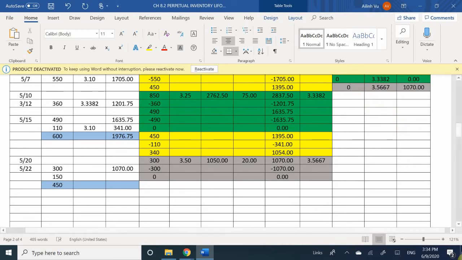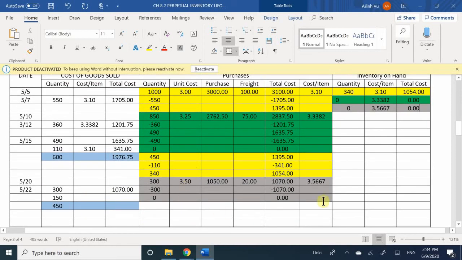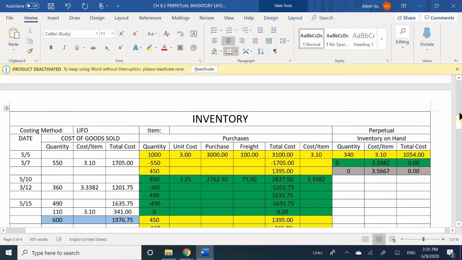Gray was very short-lived. So here we're going to zero out everything because we no longer have the gray batch anymore. All right, so now that we are done with the gray batch, now we need to go back to our yellow batch. Our yellow batch tells us how much it is per item.